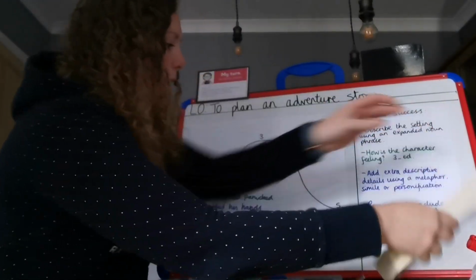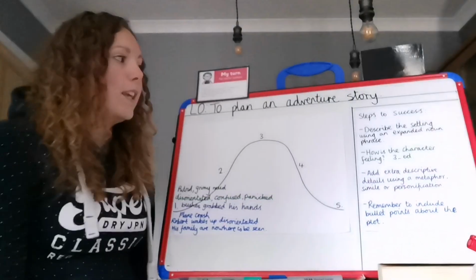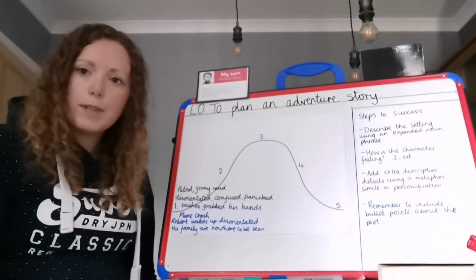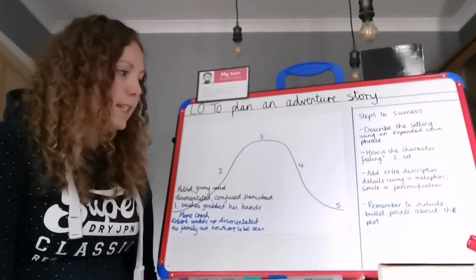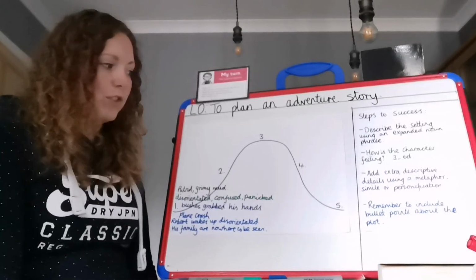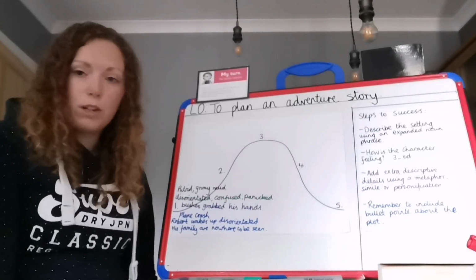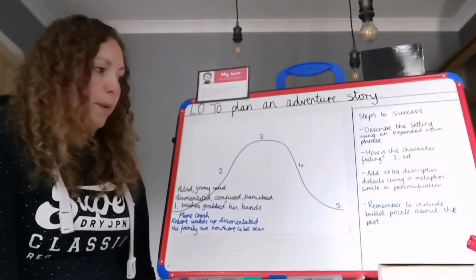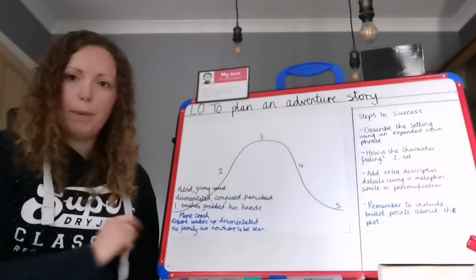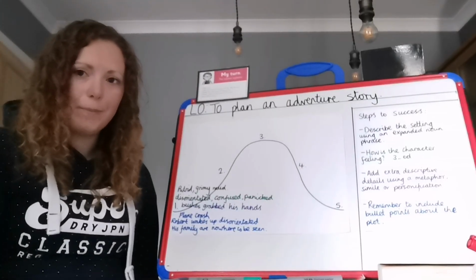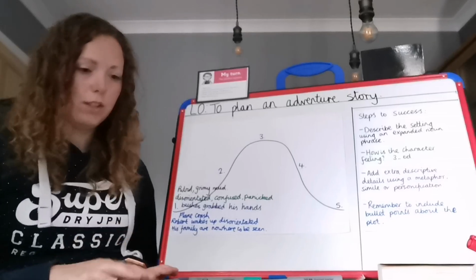We put those up there. Describe the setting using the expanded noun phrase. How is the character feeling using a 3 ED sentence opener. Add extra description using things like a metaphor, simile or personification. And remember to include bullet points about the plot. So this is what's happening in this part of the story. Okay, let's have a look at the next part of the story.